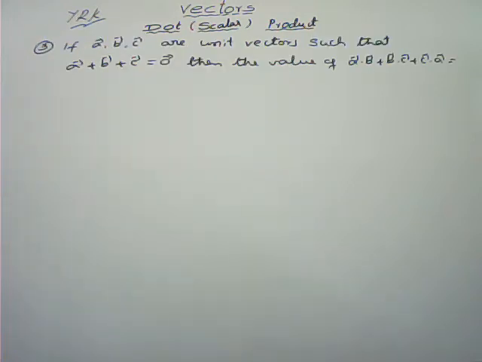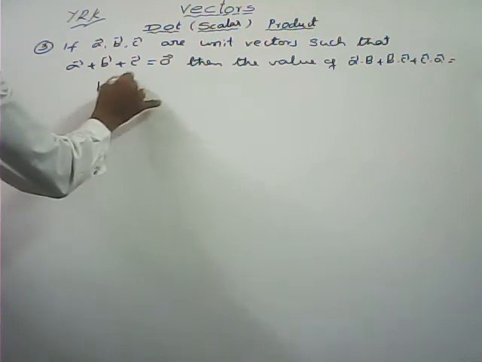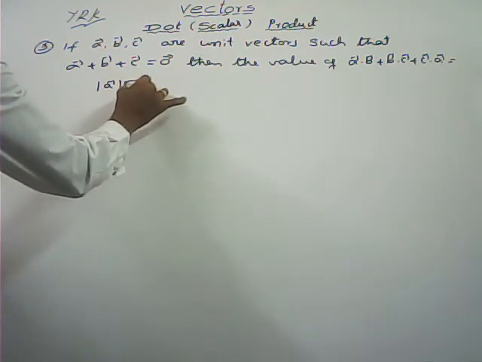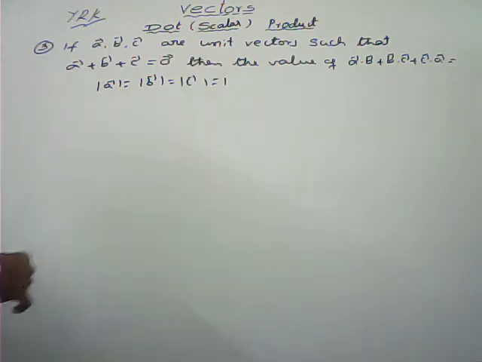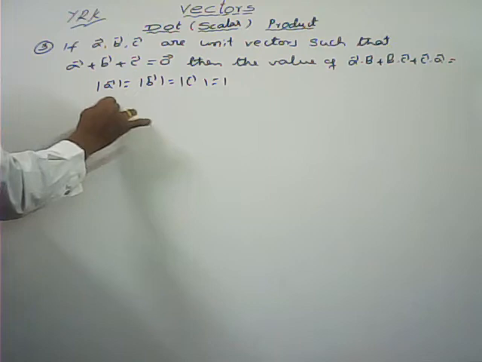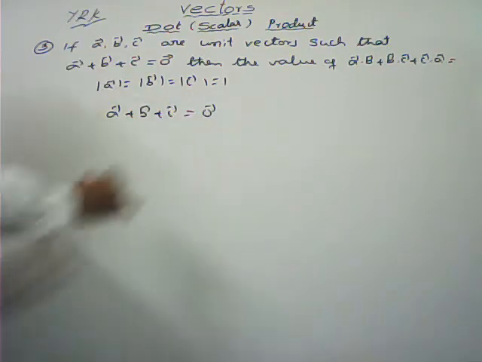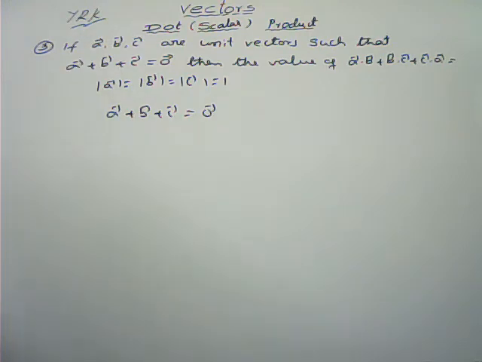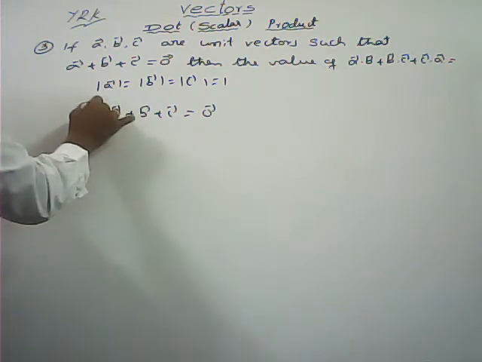Now this is important. a bar, b bar, c bar are unit vectors such that, if they are unit vectors, their modulus is equal to 1. Here modulus of a bar equals modulus of b bar equals modulus of c bar equals 1. And here a bar plus b bar plus c bar is equal to 0 bar. And here we want a bar dot b bar plus b bar dot c bar plus c bar dot a bar. At the same time you can take the squaring on both sides.